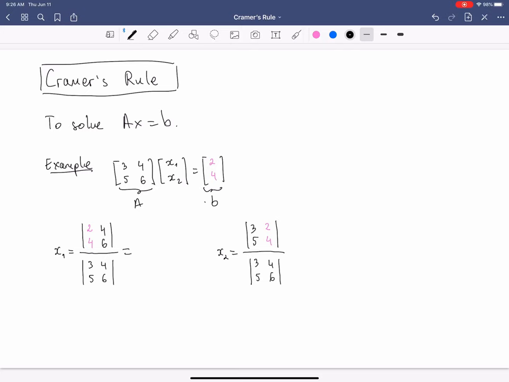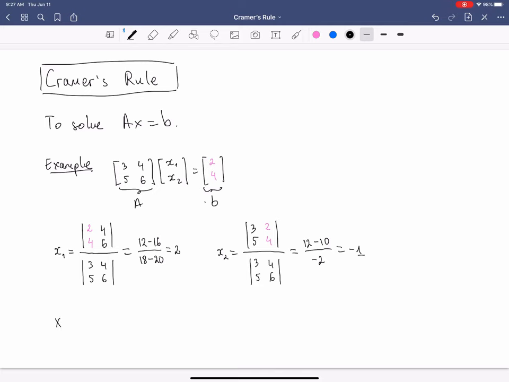So what is the determinant in the numerator? We have 2 times 6, 12, minus 4 times 4, which is 16. In the denominator, we have 3 times 6, which is 18, minus 4 times 5, which is 20. And so we have negative 4 divided by negative 2, which is simply 2. And for x2, well, we know the denominator is again negative 2 because it's the same determinant. And the numerator will be 3 times 4, which is 12, minus 5 times 2, which is 10. And so here we get negative 1.